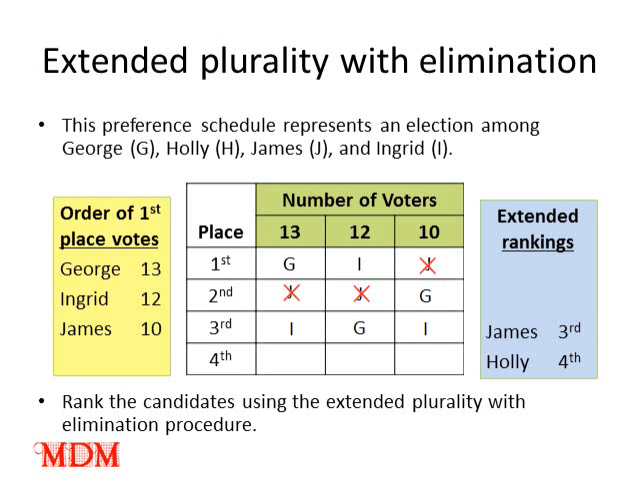We're going to now eliminate James, and we're going to move up any candidate that's beneath James. We're left with two candidates, and we can tell that George has 13 plus 10 first place votes, giving him 23, and Ingrid has 12 first place votes, and so that puts George in first place and Ingrid in second place for our extended rankings.